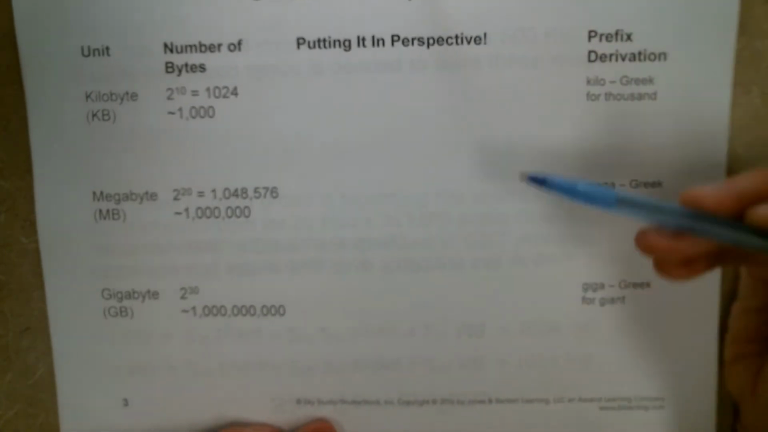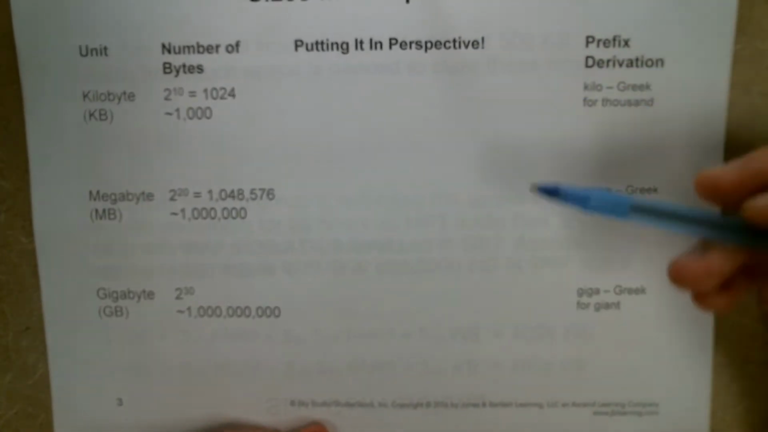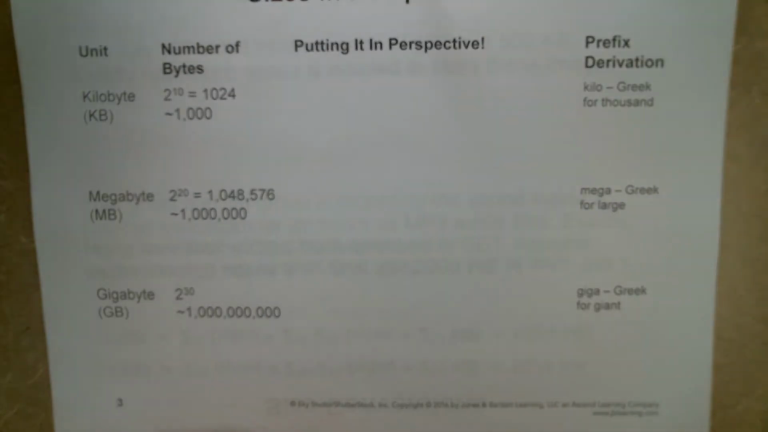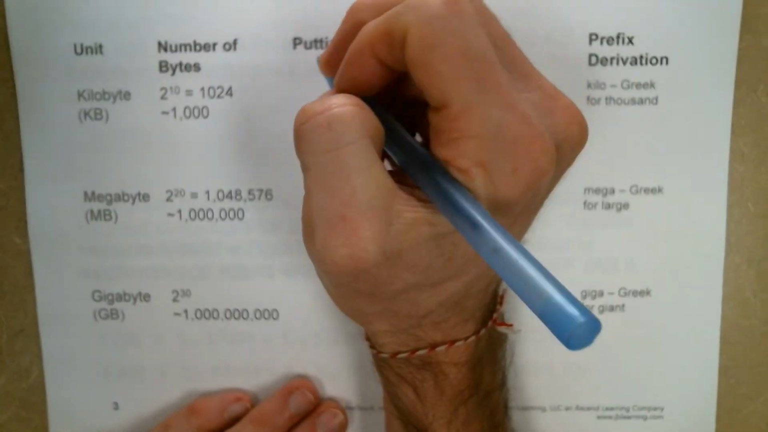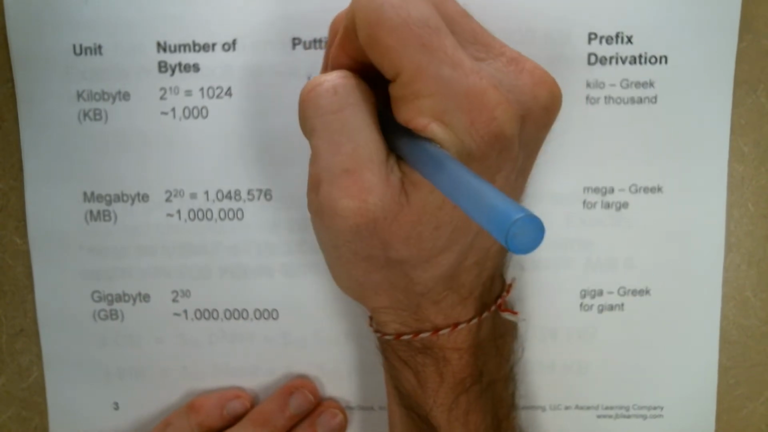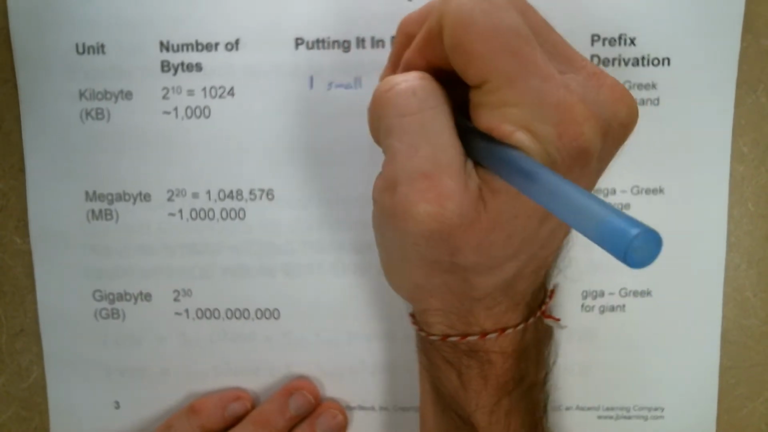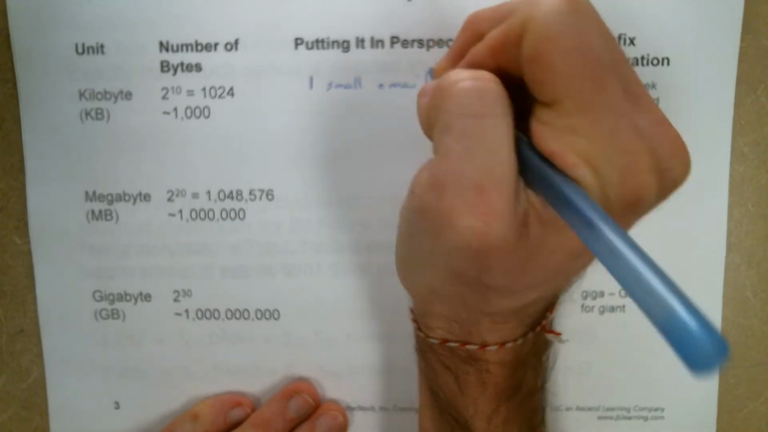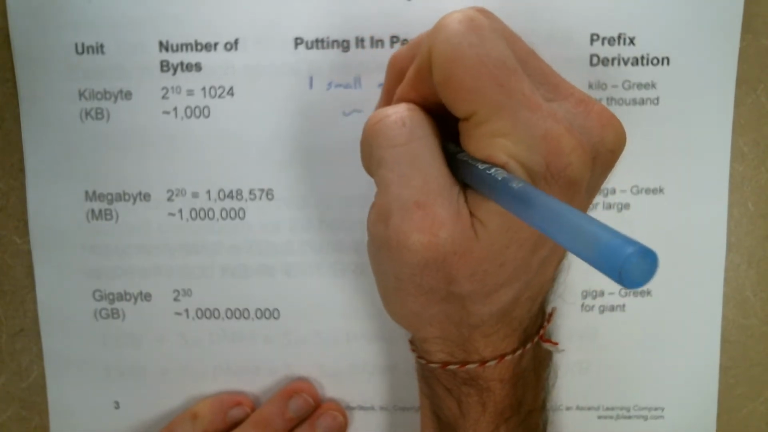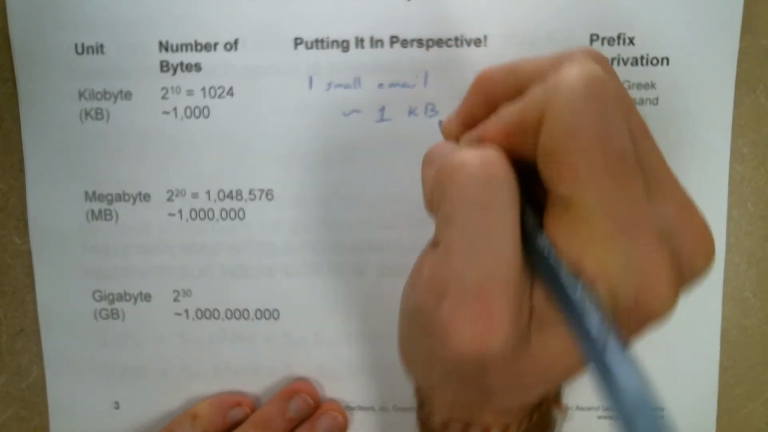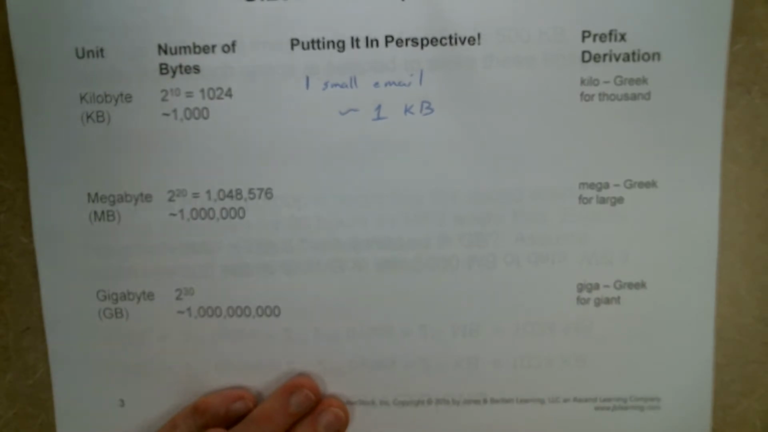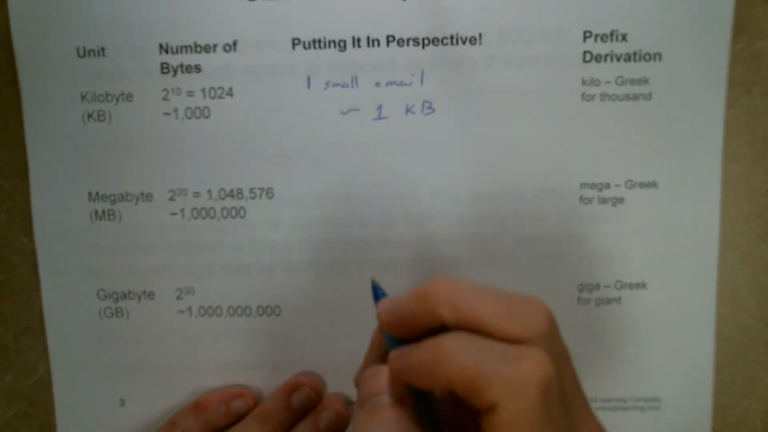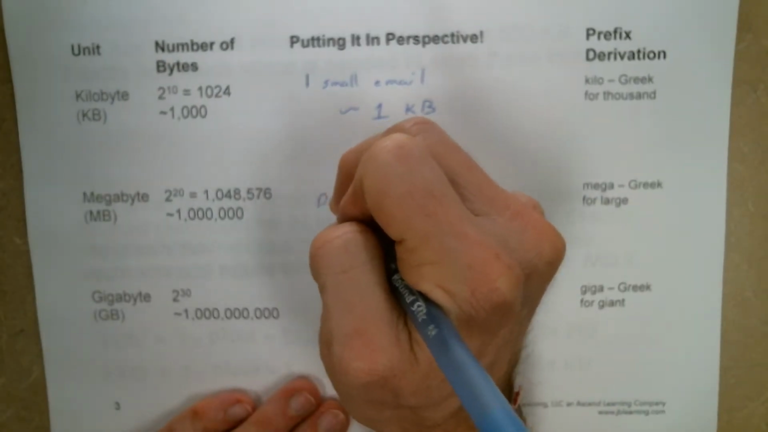Now, let's put this in perspective. What does this actually mean? We can list these numbers, but what does that relate to? What's something that we can compare it to? For a kilobyte, you can think of one small email as roughly 1 kilobyte, if you're trying to get a handle on how large that actually is. A digital image.